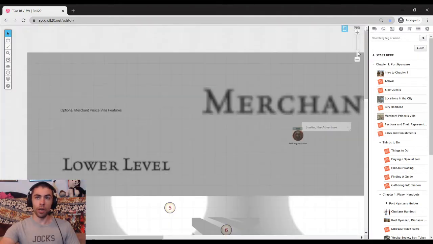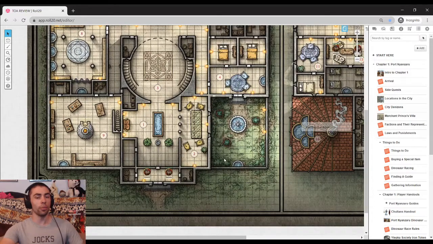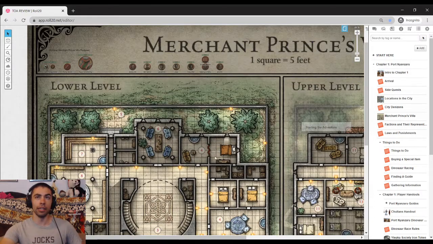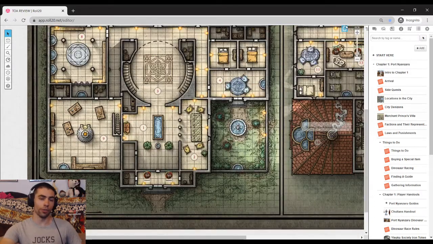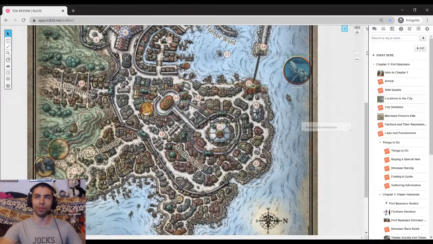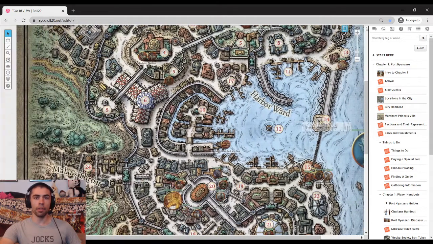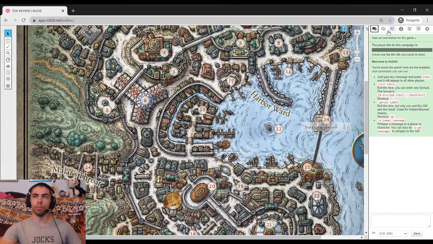Oh, by the way, there is not one but two maps pertaining to Port Nyanzaru. There is the Port Nyanzaru map, and there is the Merchant Princes' map. But hopefully you shouldn't have to use a battle map, because hopefully your players don't get into any combat with the Merchant Princes. But really not much more I can say other than let this module be its own, be your own.